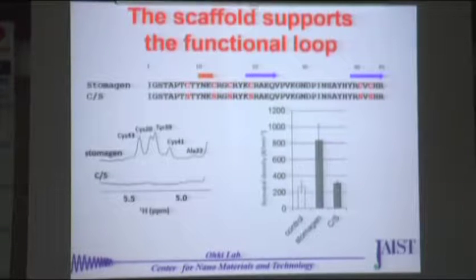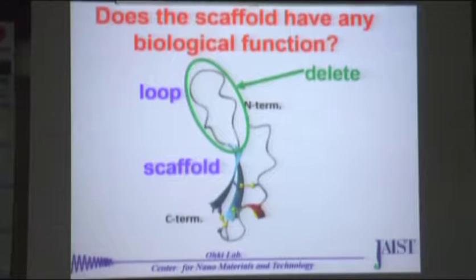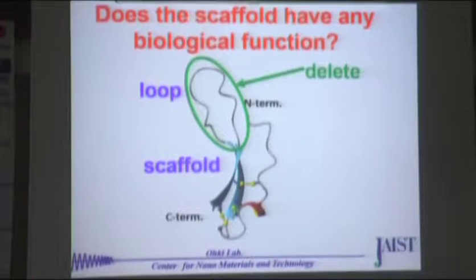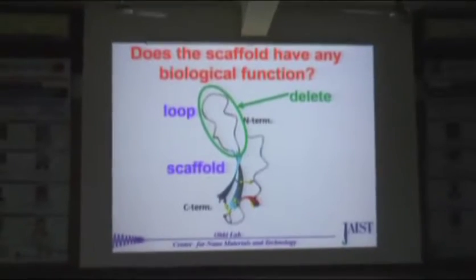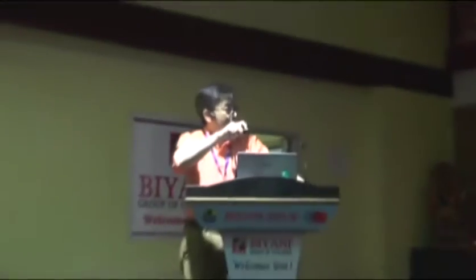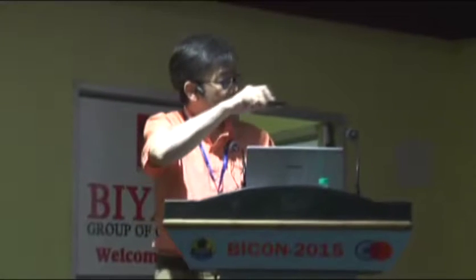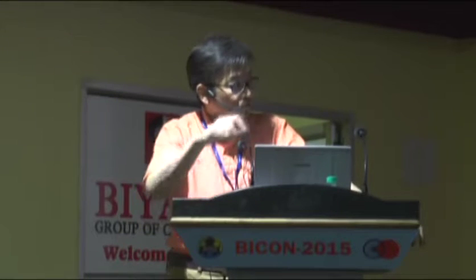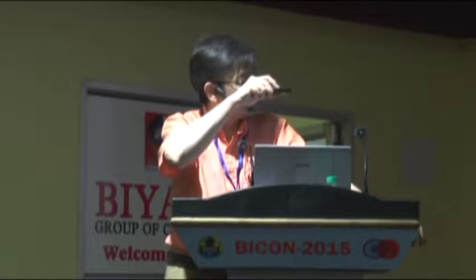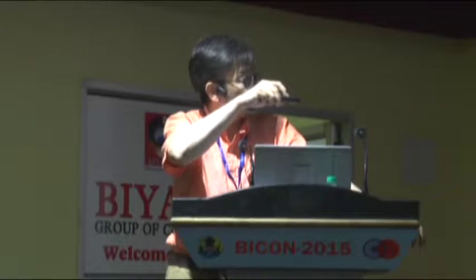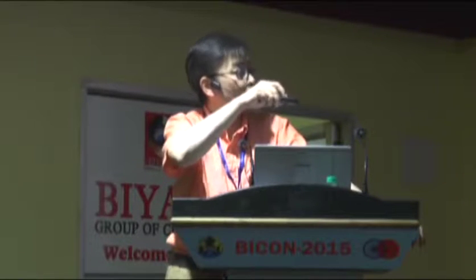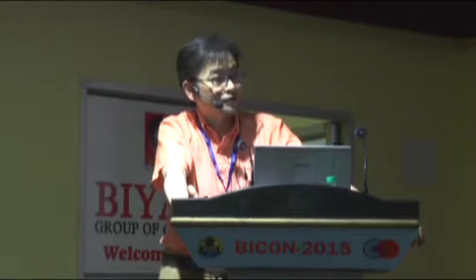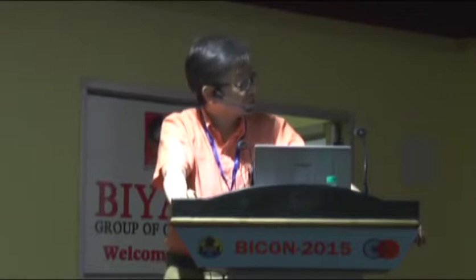The folding is necessary to appear the function. And the last experiment is this one. Does the scaffold have any biological function? It's only supporting the loop. So we deleted this loop and connected these beta strands with a short glycine linker. And this mutant has a similar fold to stomagen. It's well folded. The three-dimensional structure is very close to the stomagen.